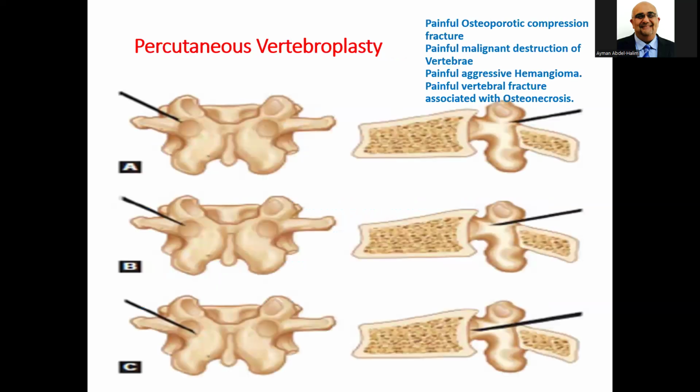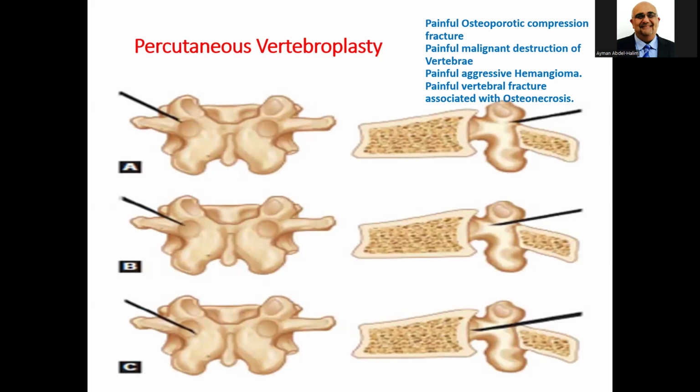So this is how we do the vertebroplasty. We use two needles, and we go basically inside the vertebral body and inject cement.